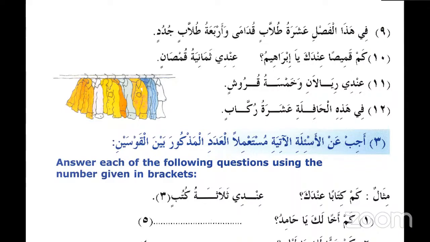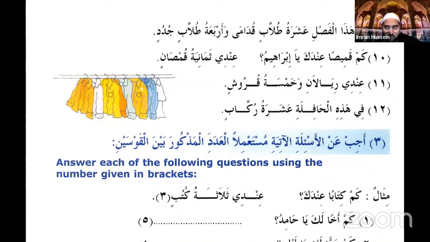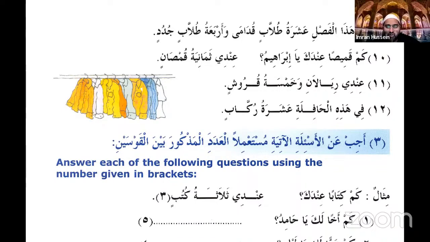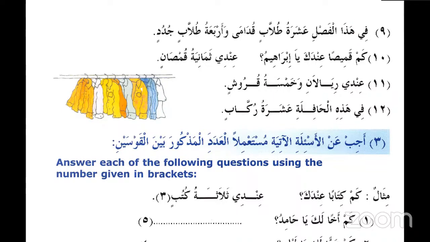عندي ريالان و5 قروش. I have 5 real. No, in the rialani. So rialani is dual. I have 2 reals and 5 coins.